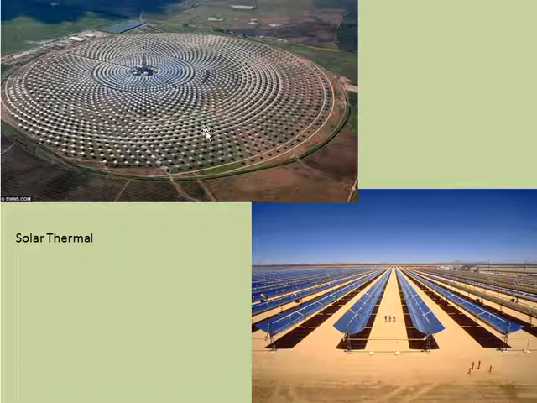So these are two interesting arrays. This one has a tower in the center, and this tower has a receiver. That is a big vessel that heats up because every one of these mirrors is arrayed so that the sunlight it reflects goes directly onto this central point.